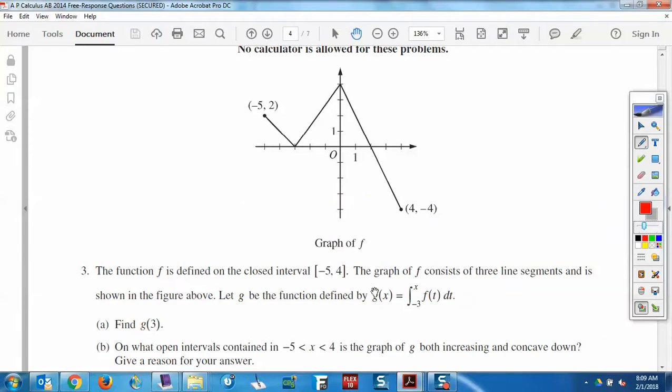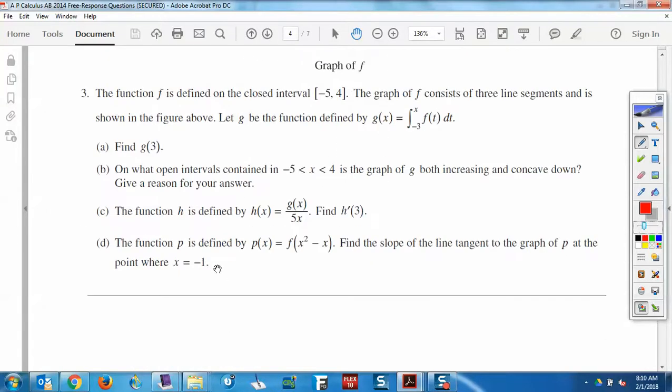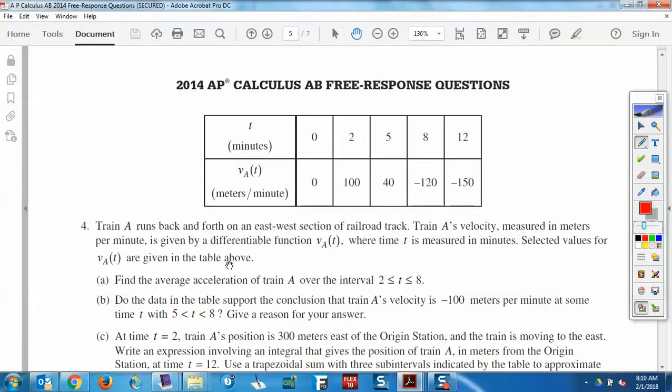Here they give you a graph of F, but then G is the big F. Now, we don't understand this integral notation yet, but what we'll learn is that it basically means the antiderivative. So they ask you a bunch of questions about G, which is like asking you about big F. They give you little f, they ask you about big F. Well, that's the same as giving you F prime and asking about F. So we'll skip that one for right now.